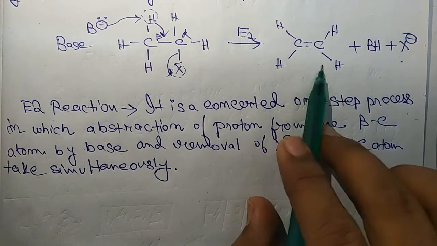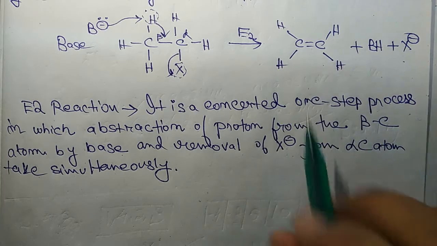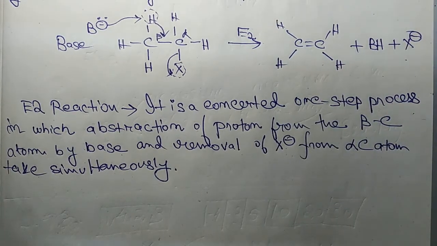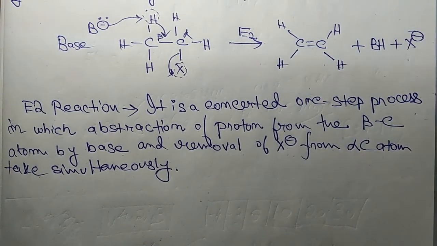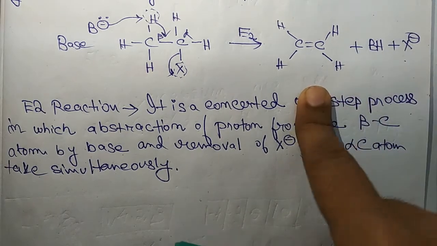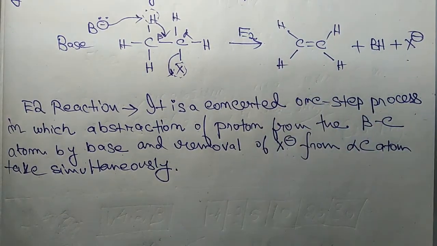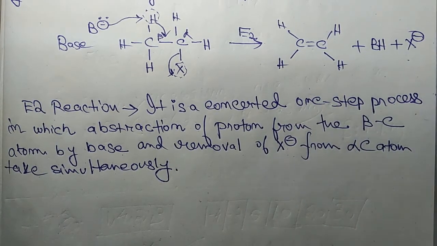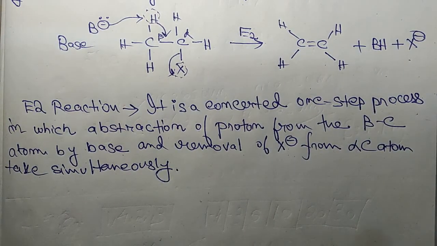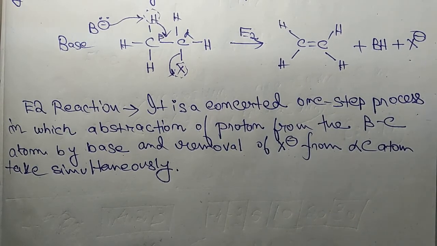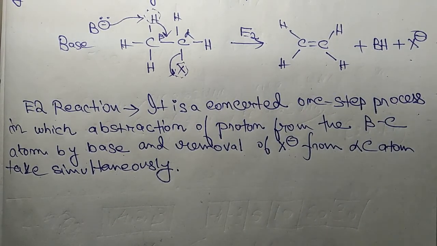Now this is an alkene, but this alkene can be one of two types. One will be more substituted and the other will be less substituted. That is called the Zaitsev rule or the Hofmann rule. So we will now see two of these major cases which can be formed in this reaction.